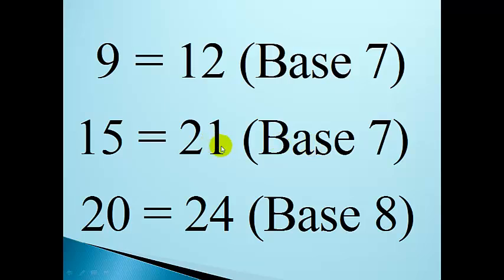Why is it 21 base 7? How many groups of 7 do we have in 15? It is 2. The number of groups is 2, and the remainder is 1. So we have remainder 1, then the number of groups, 2. Now 20 equals 24 in base 8. How many groups of 8 do we get in 20? It is 2. So we have 2 groups, and the remainder is 4. So 9 equals 12 base 7, 15 equals 21 base 7, and 20 equals 24 base 8.